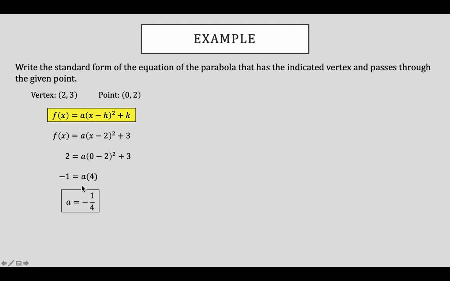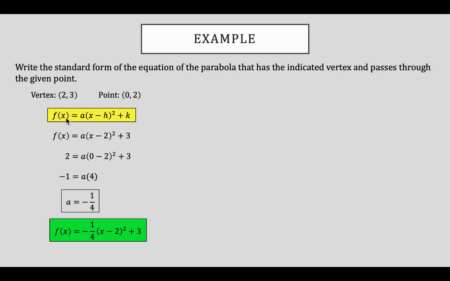Now that we have solved for this constant, we can write our final equation. Remember, your final equation needs to have all the constants solved for, and you need to leave your variables x and y. Our final answer would be f of x equals -1/4 times the quantity x minus 2 squared plus 3.